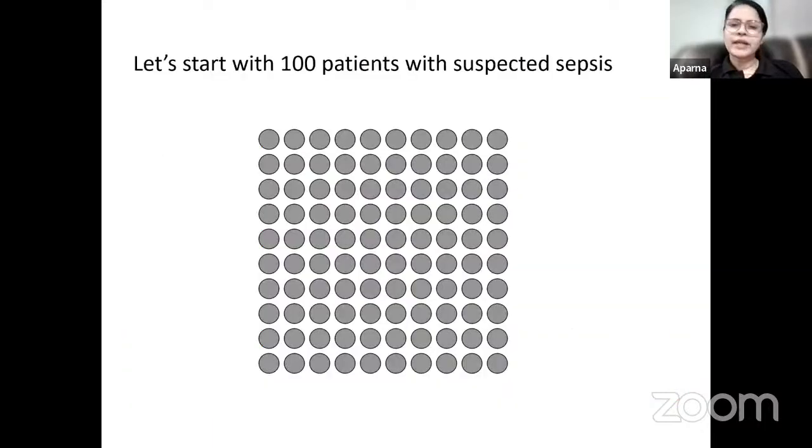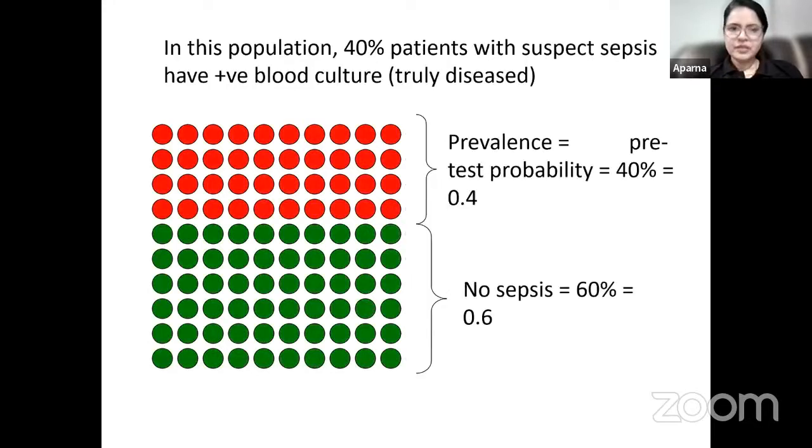In order to interpret this, we will need to first understand the concept of what we mean by a diagnostic test for any condition. So let us imagine that we have 100 patients, in this case 100 newborns with suspected sepsis. You do not know whether these are truly septic babies or non-septic babies. We only suspect that they may have sepsis.